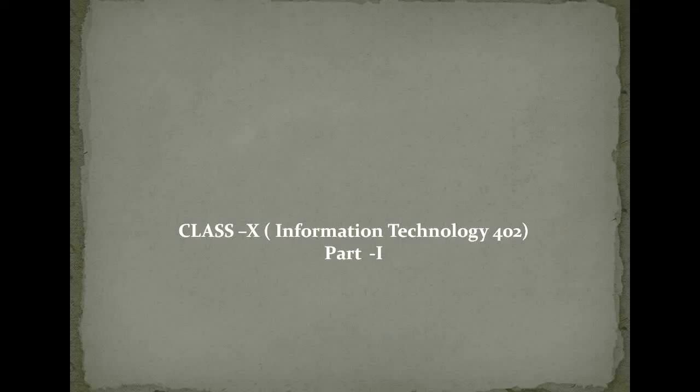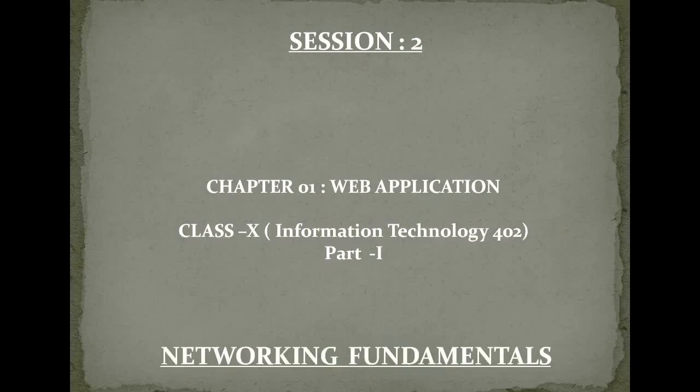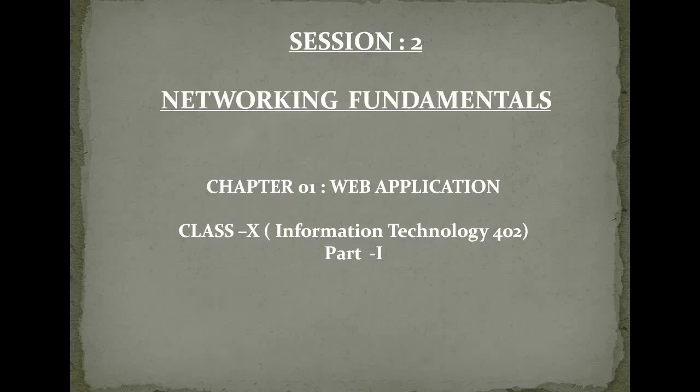Students, today I am going to start class 10th Information Technology. The code is 402. In the subject, there are two parts. Part A, Employability Skills. Part B, Vocational Skills. In Part A, Employability Skills, there are 5 units. And in Vocational Skills, there are 6 units. So, today I am going to start Part B, Vocational Skills, Unit 1, Web Applications, Session 2, Networking Fundamentals. So, let's get started.